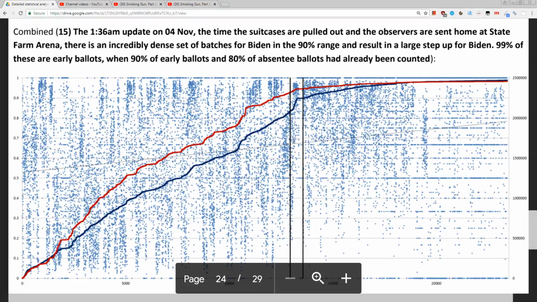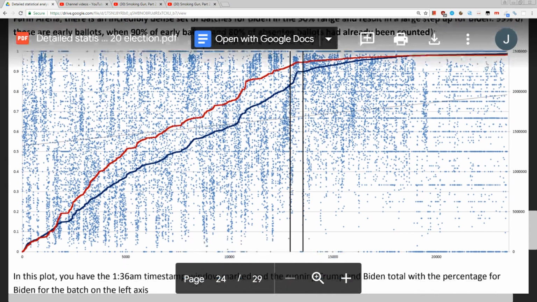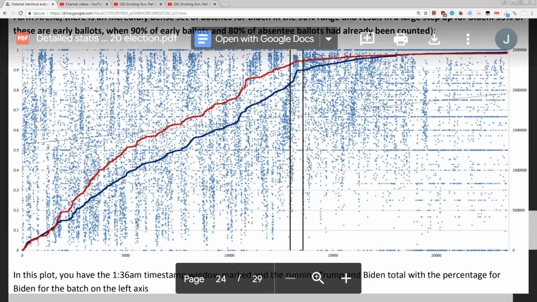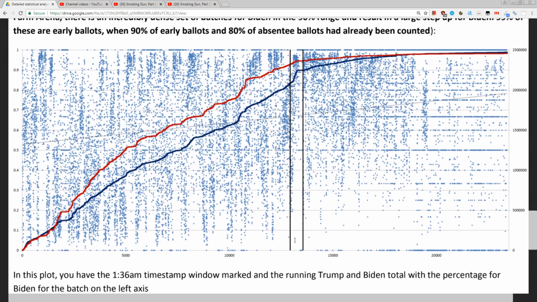And of course, here you have the window in which those suitcases were taken out, and when the videos where they were scanning big stacks of ballots over and over again. Guess what? They're all a big blot of 90% for Biden at that time. That is the window, 1:36 a.m. EST.